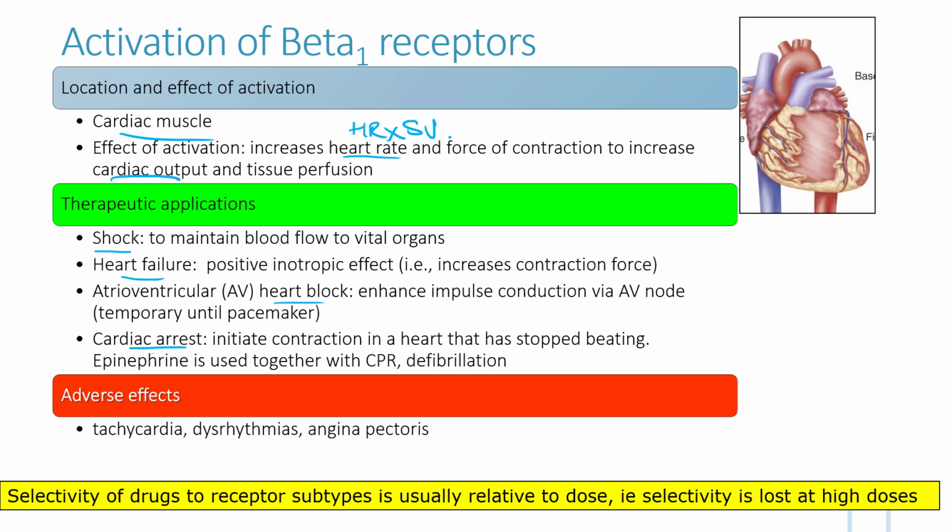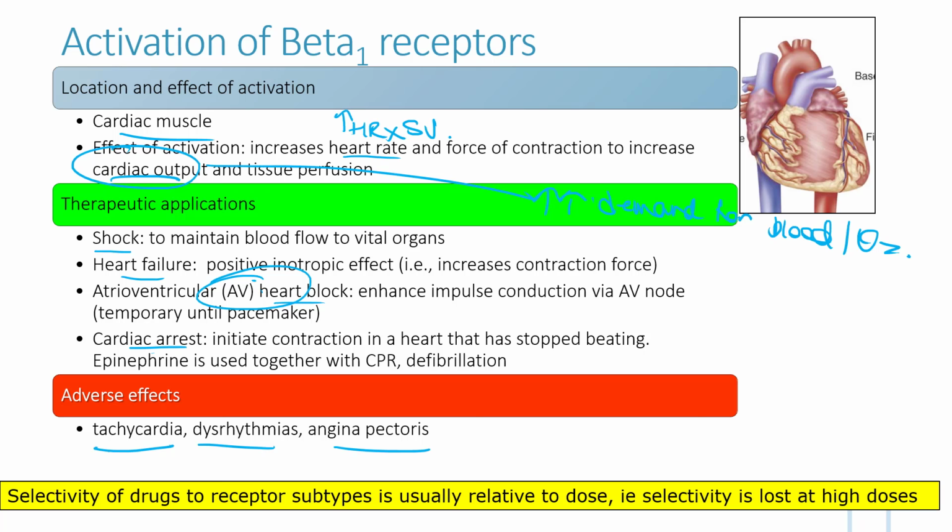And again, the adverse effects are pretty much based on the mechanism of action. If you increase heart rate so much, it can lead to tachycardia, and if you affect the conduction of the heart, it can cause dysrhythmias. And again, increasing cardiac output means that you increase the demand for blood and oxygen, and that might overcome the ability of the blood vessels to supply enough blood, and that might cause chest pains or angina pectoris.